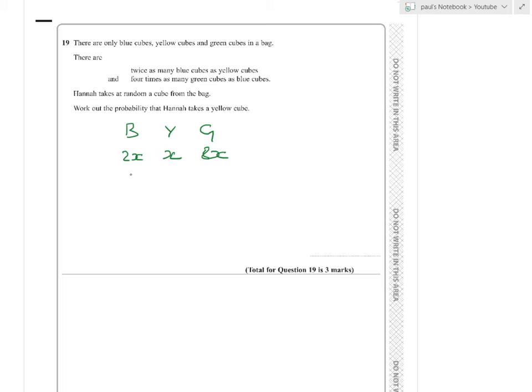So put that into numbers. 2, 1, 8. Work out the probability it takes a yellow. So it's 1 out of 8, 9, 10, 11. 1 out of 11.